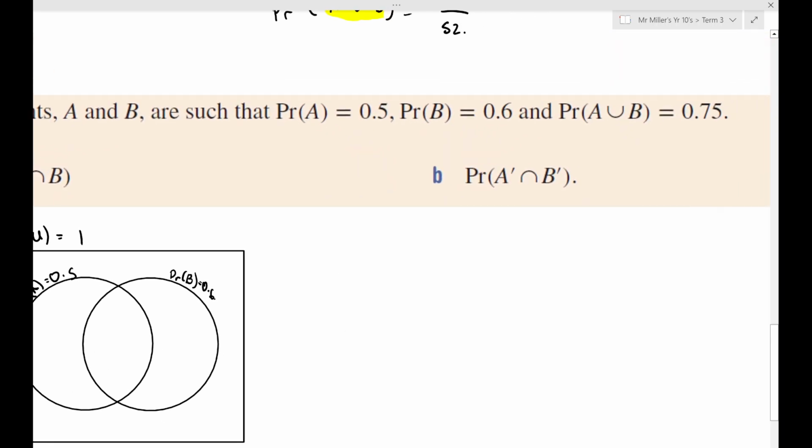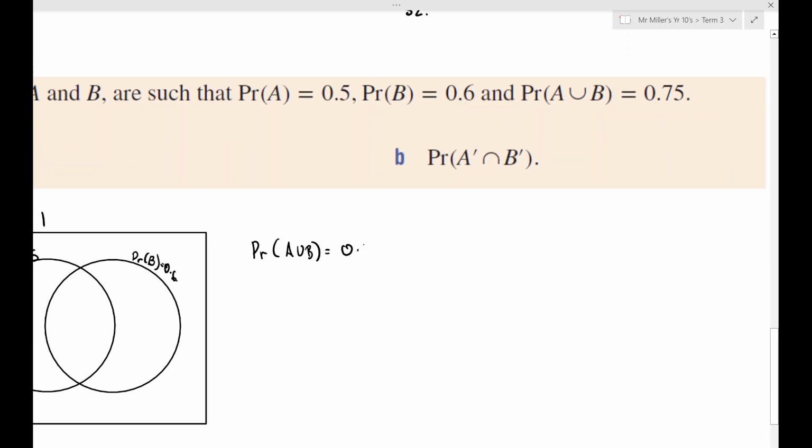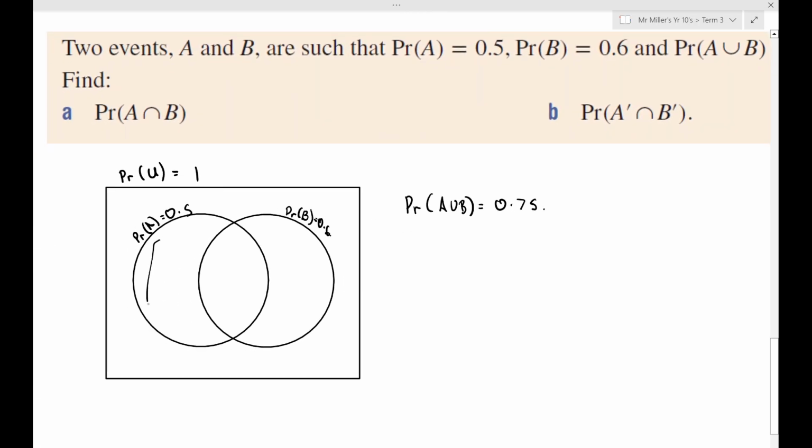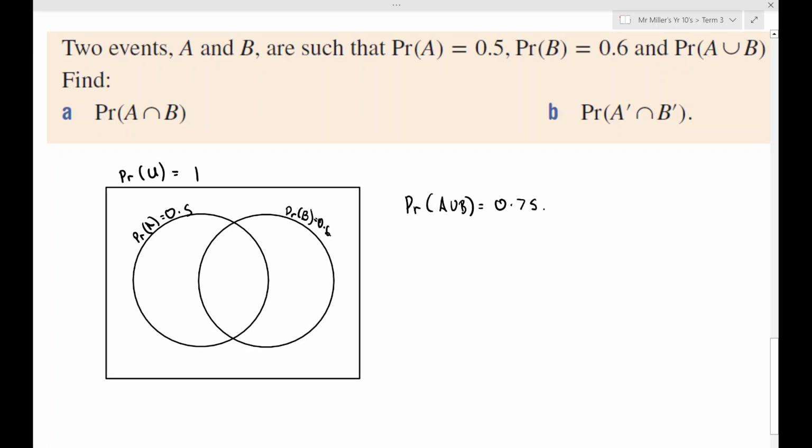Alright, and they're so kind to give us the union here. 0.75. So I can see that this whole shaded region here is going to be, there's a 75% chance that I select something inside the region as opposed to outside the region. So that means there's a 25% chance of selecting something outside the region.